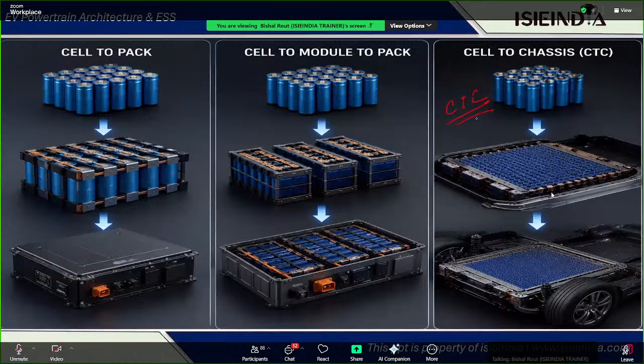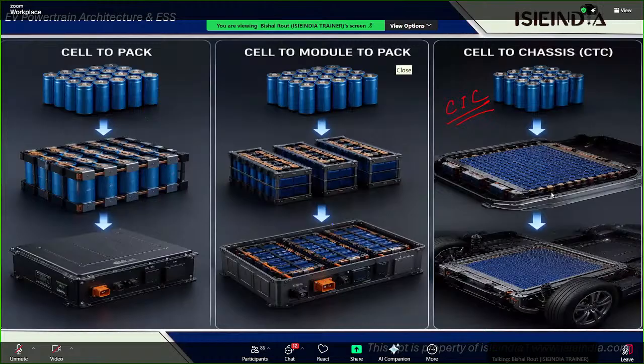Right, CTC approach, right? Just give me a moment. AFE card is also present in the BMS itself. I had not added that particular image, but I will showcase the AFE cards to you.